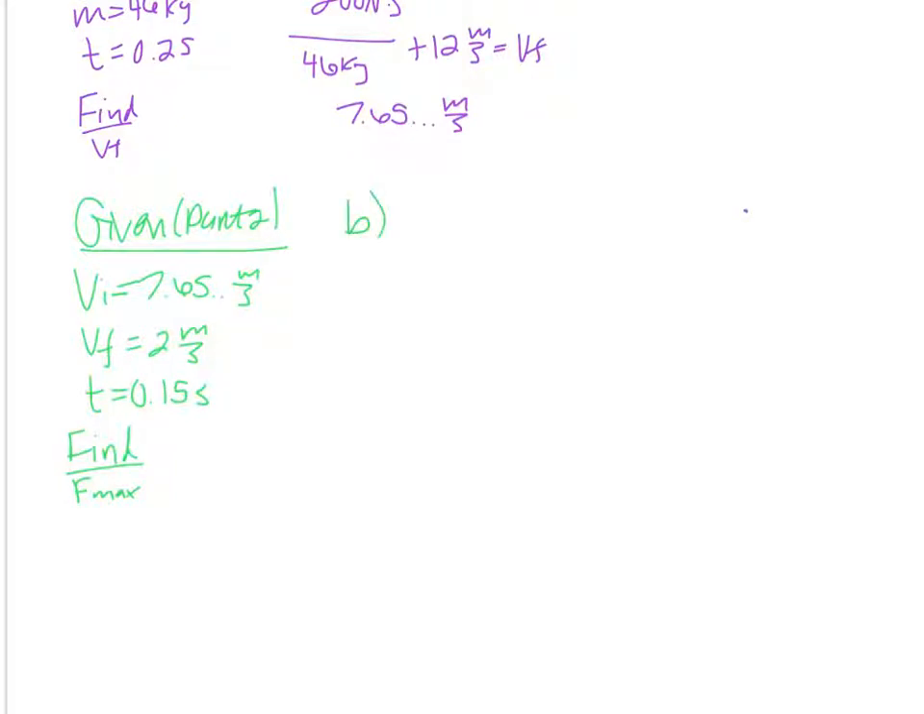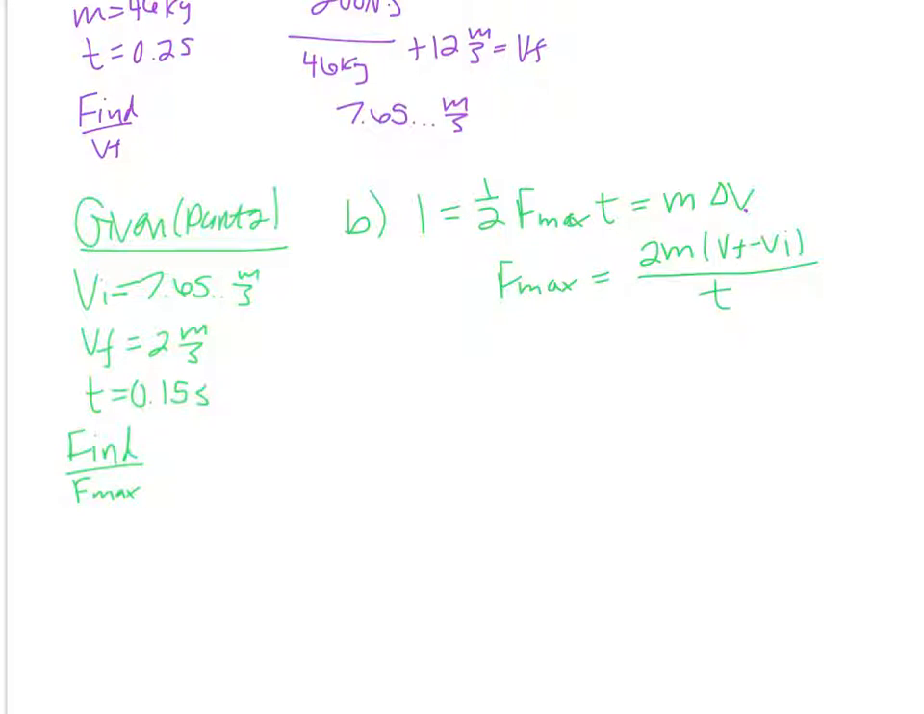So part B. Impulse equals 1/2 F max t. Again, that's from the graph. This is also going to equal mass times change in velocity. Rearranging, F max will equal 2m (v final minus v initial) over t.